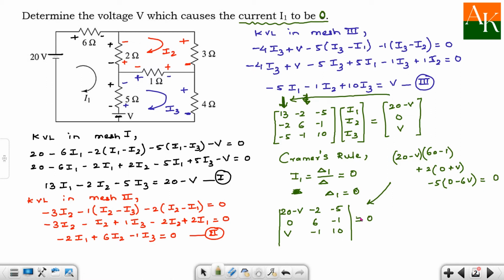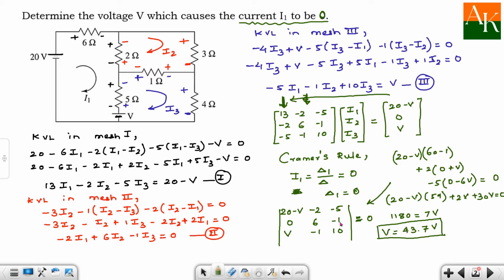The right hand side is 0. This right hand side I am writing over here. So when you solve this, that means 20 minus v into 59, then I will have plus 2v, and here I will have plus 30v is equal to 0. This will give me 1180 is equal to 7v. You can check this, and the value of v turns out to be 43.7 volt. Okay, so we have obtained the value of v.